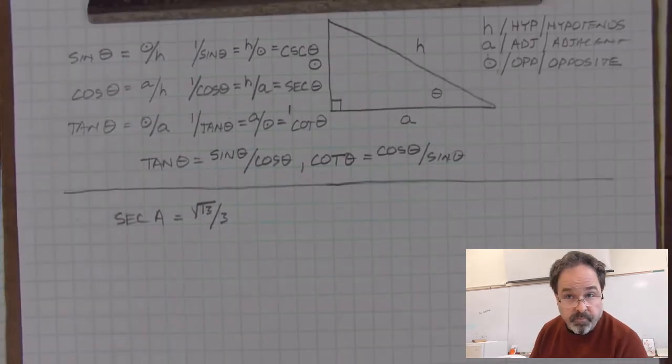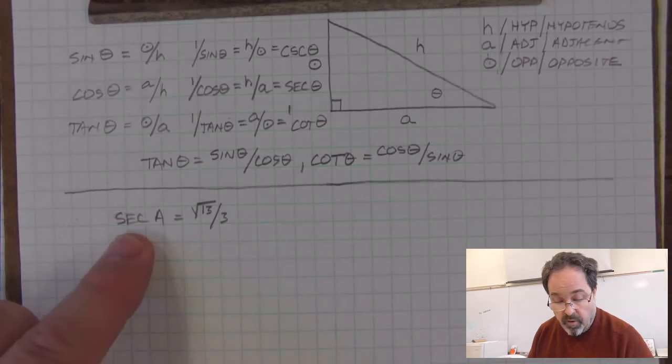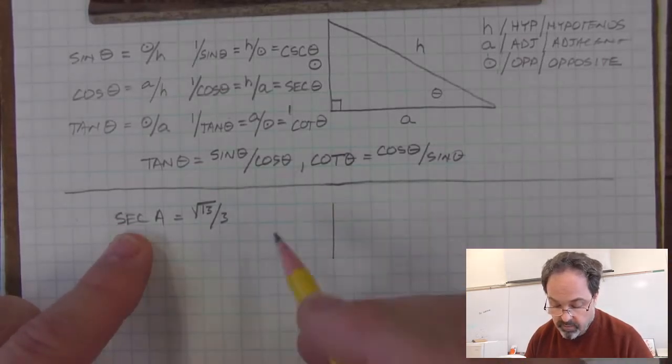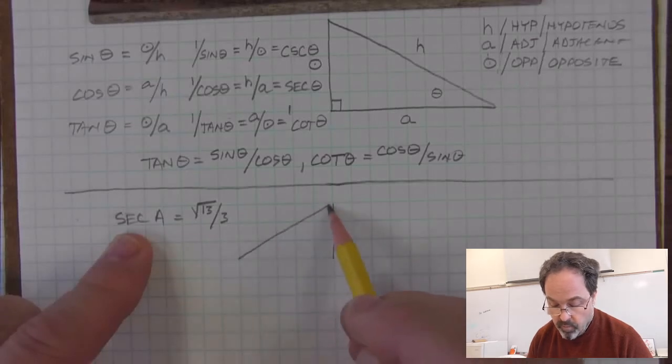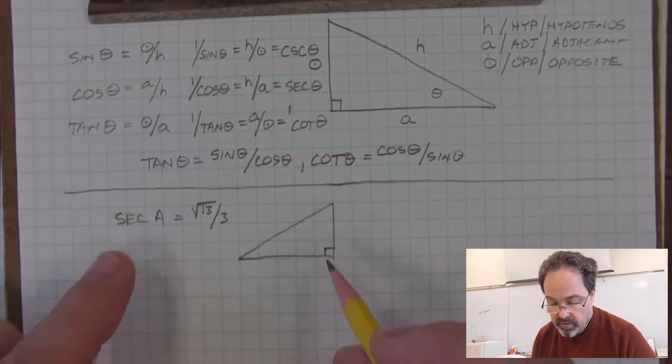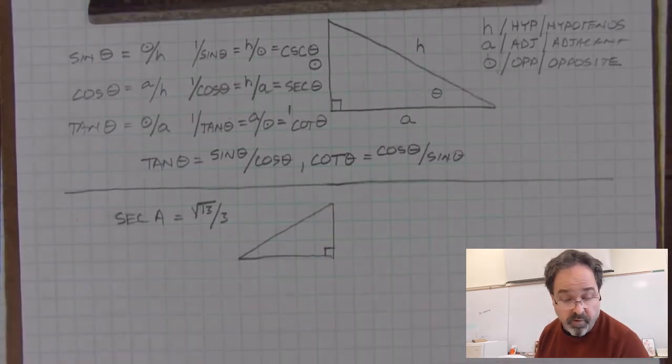How would we use it? Well, if this is unfamiliar to us, it would be worth it to draw a diagram and understand what it means to have the secant of an angle A equal to radical 13 over 3. So our diagram is going to begin with a right triangle.